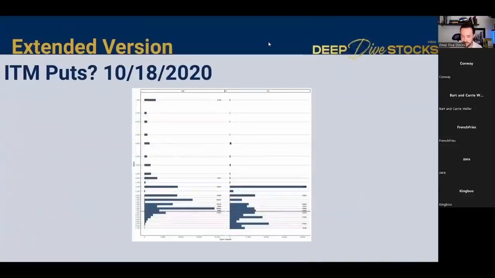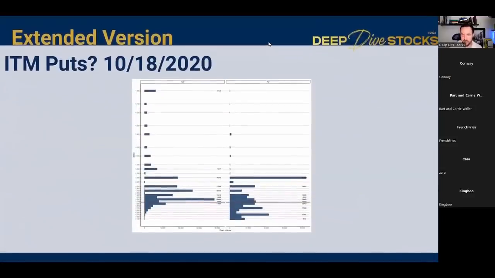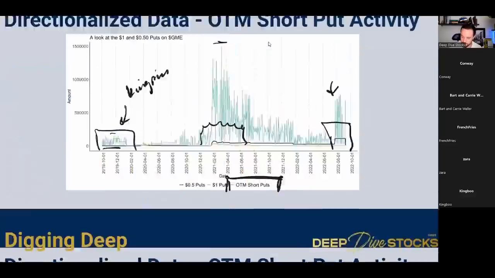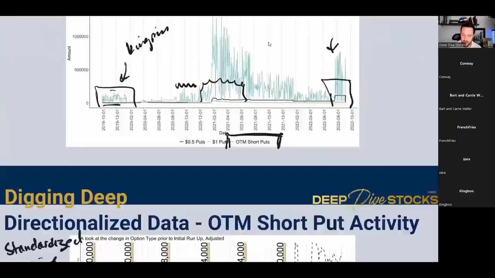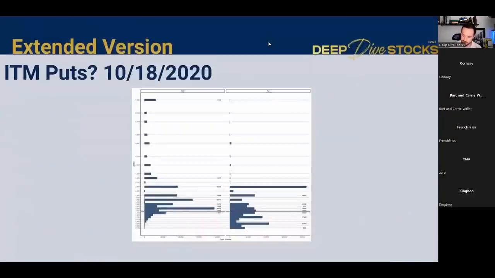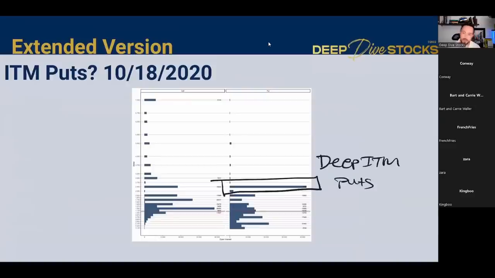Very cool. Another thing that I noticed, I forget why I was looking at 10-18, 2020. I'm going to be honest, maybe I was looking at just before the run-up in price. I can't remember. But one of the areas that totally distracted me is I looked at the options layout for 10-18 and immediately noticed the in the money puts. $2.50 deep in the money puts, right? So obviously I couldn't let that go.